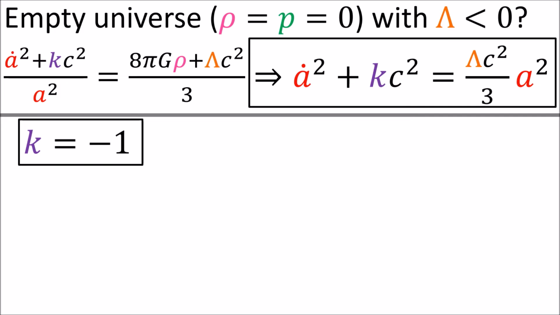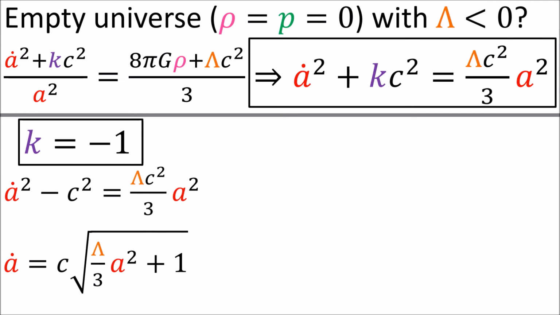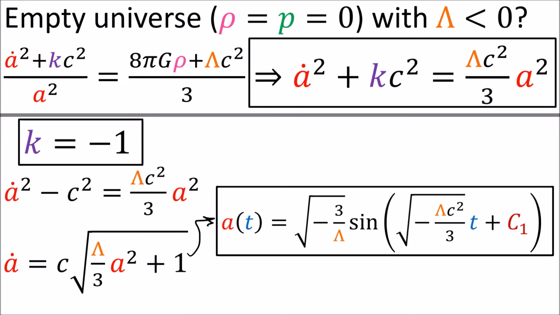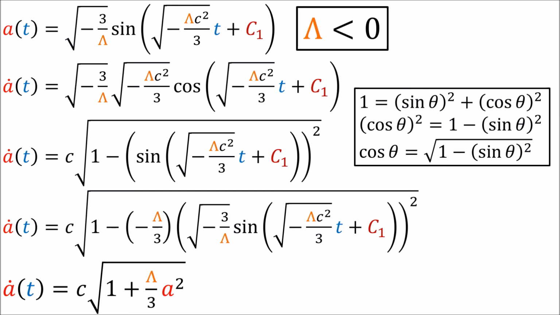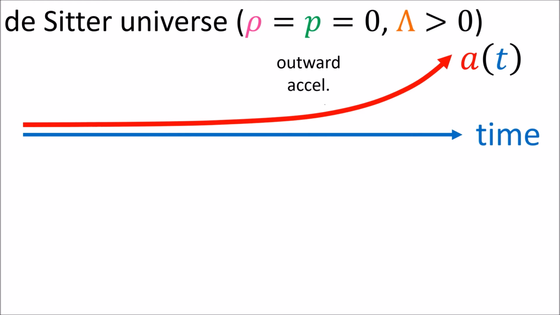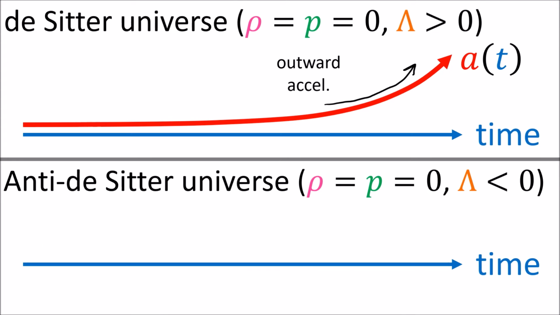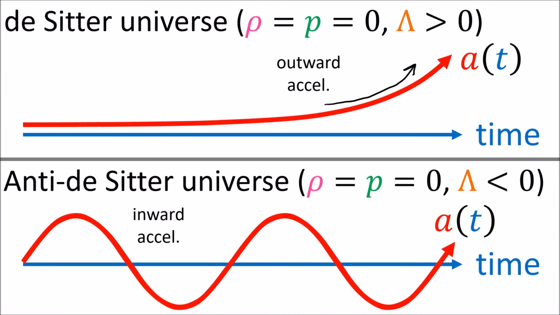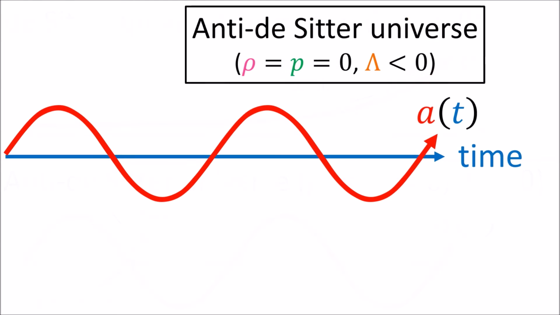For k equals -1, we actually get real solutions, where the scale factor is sinusoidal. You can pause and look at the proof here. So just as a positive cosmological constant causes the universe to accelerate outward, a negative cosmological constant causes the universe to accelerate back inward and collapse to a single point, in a so-called big crunch, where the scale factor becomes 0. Now, the physical interpretation of this first half period of the sinusoid is obvious.